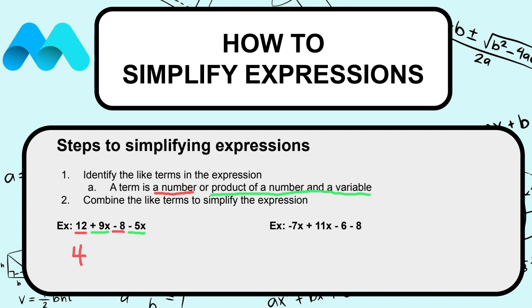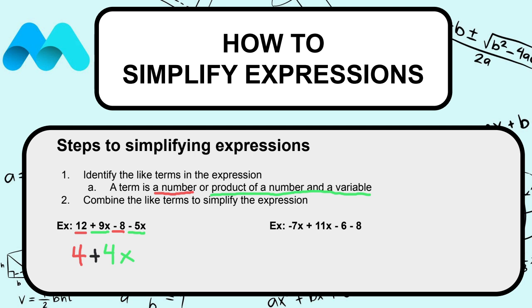Then the next one, we have plus 9x minus 5x. The x stays. We don't do anything to that. And then you do 9 minus 5, which is 4. Our 4 is positive, so the operation we bring down is a plus sign. So our simplified expression after our first example is 4 plus 4x.